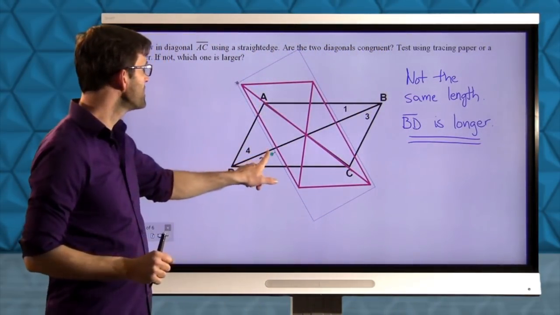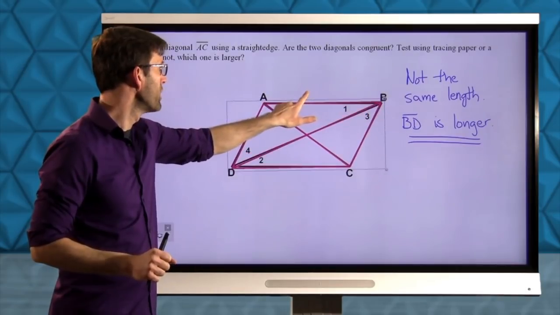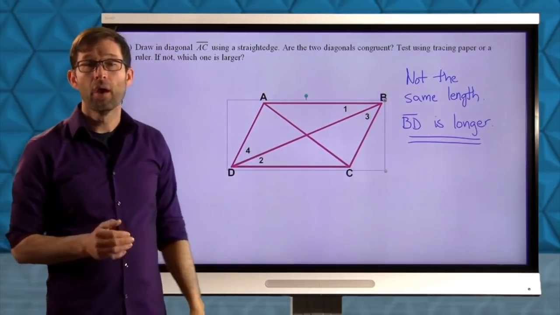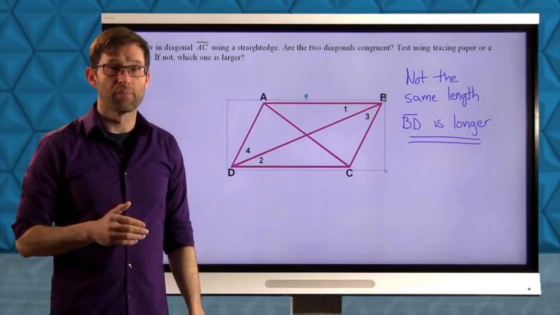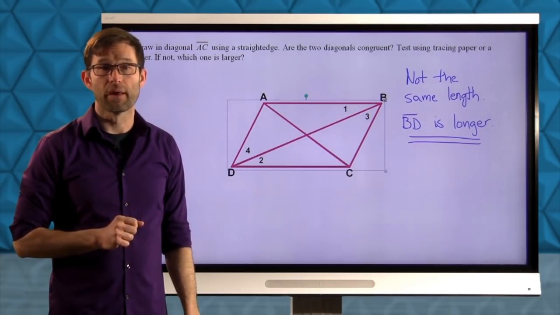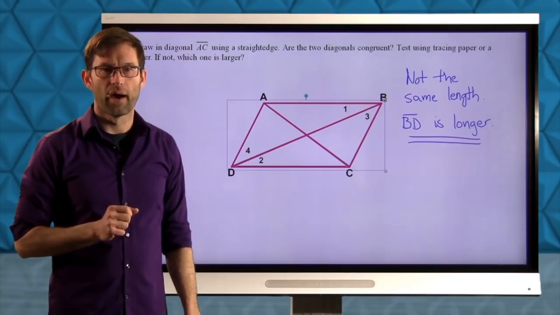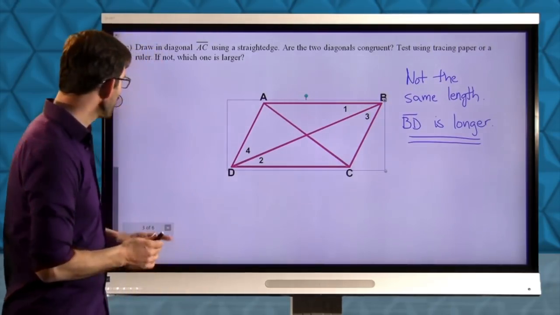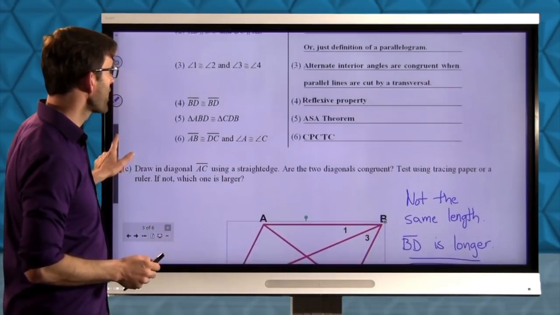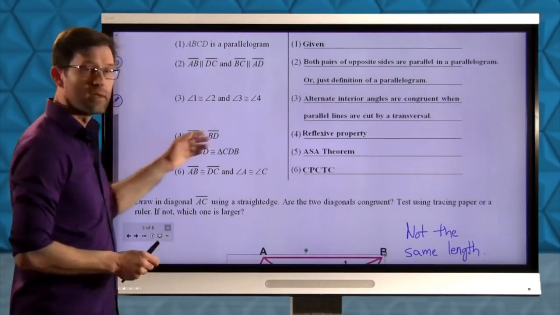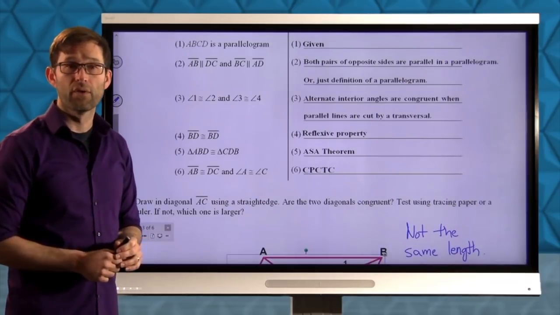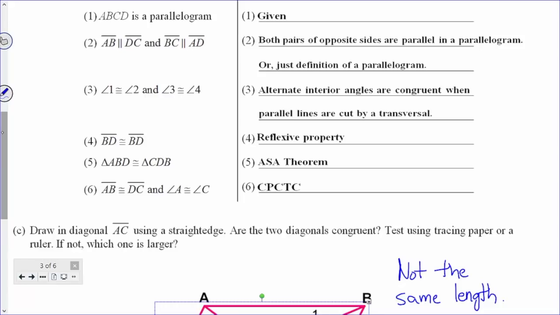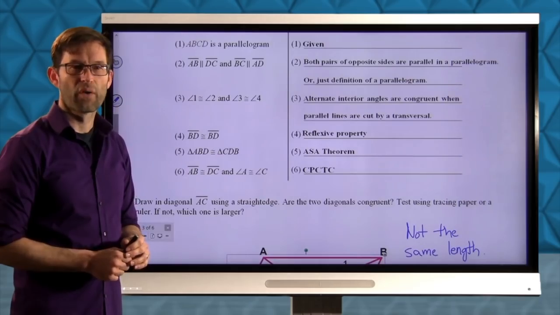All right, so generally speaking, parallelograms do not have to have diagonals that are the same length. We'll eventually see some special types of parallelograms where the diagonals are the same length, but in general, they're not. There's a shorter one and a longer one. All right, let me just move this one back up to here really quick, give you a moment in case you need to fill out any of those reasons, and then we'll move on to the next problem.